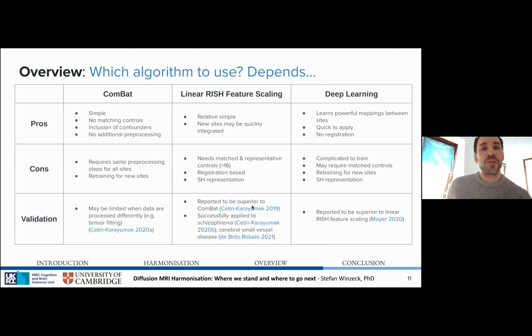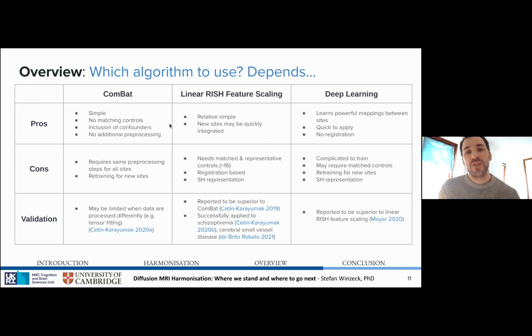To provide a little bit of overview of the three main methods I mentioned: Combat, linear RISH feature scaling, deep learning. Combat is quite simple to apply. So that's useful when you have a complex data set with all different clinical variables, because you can also include confounding factors. The disadvantage of Combat is that it might require that you pre-process your data all in a similar way, because it has been shown already that when you process your data differently with different reconstruction models, you might not be able to get rid of the scanner biases.